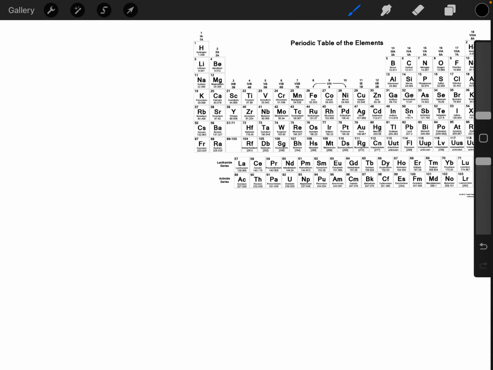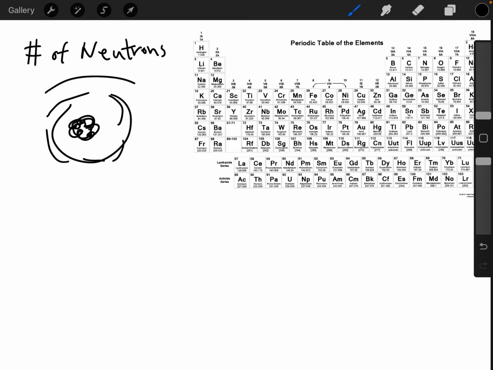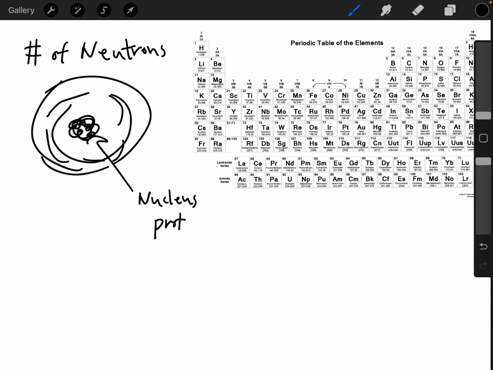This video is about how to find the number of neutrons. As you recall, hopefully, in an atom we have this chunk in the middle, and then there are these orbitals going around the atom. This chunk right here is called the nucleus, and inside the nucleus we have protons and neutrons.